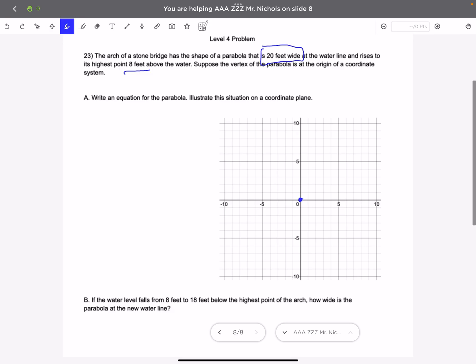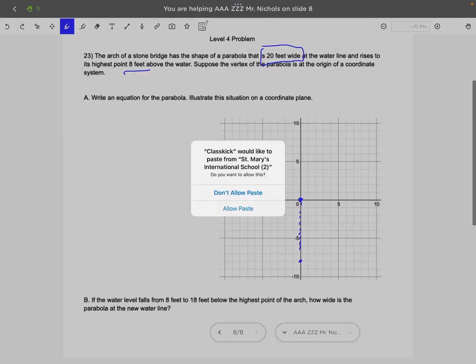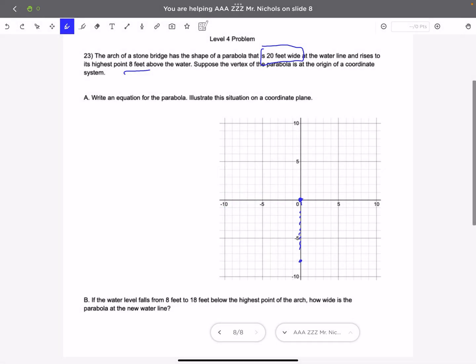So we know that it goes down 8 feet. So we're going to go down here, right? And then there's 20 feet apart, right? So that it's 20 feet wide. So the arch has a shape that is 20 feet wide at the water line. So 20 feet means that it goes from positive 10 to negative 10.